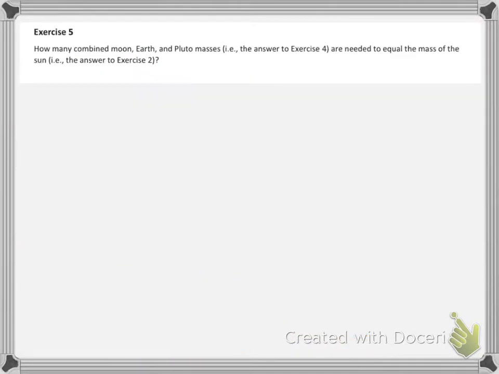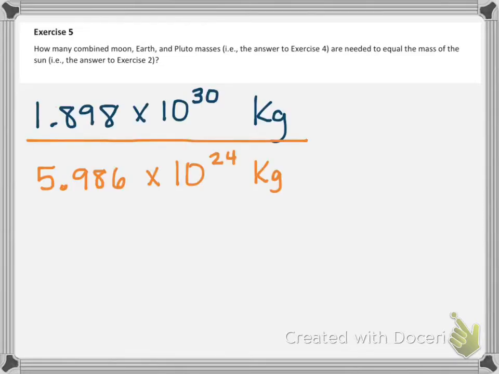All right, and then lastly, how many combined Moon, Earth, and Pluto masses are needed to equal the mass of the Sun? Okay, so I've brought over the mass of the Sun. The Sun is the one on the top. And then the combined of the Earth, Moon, and Pluto combined. And in order to find out how many of these we would need, how many Earth, Moon, and Pluto masses we would need to equal the mass of the Sun, we're going to do division.